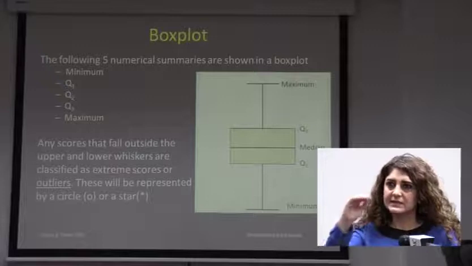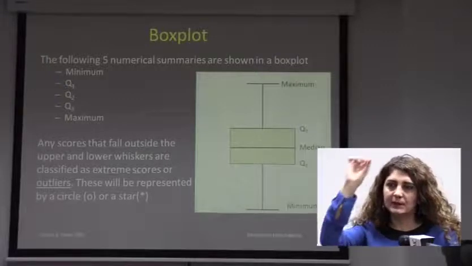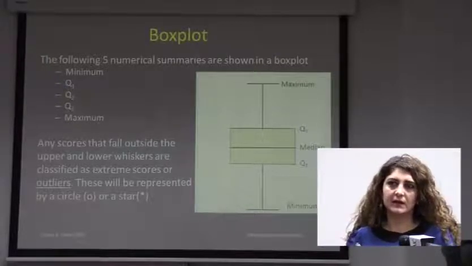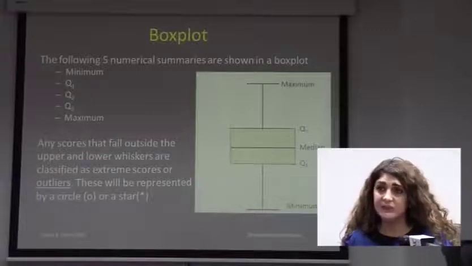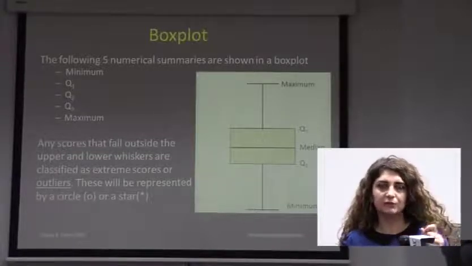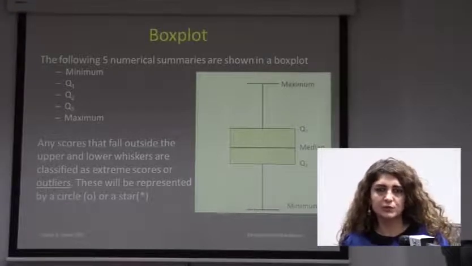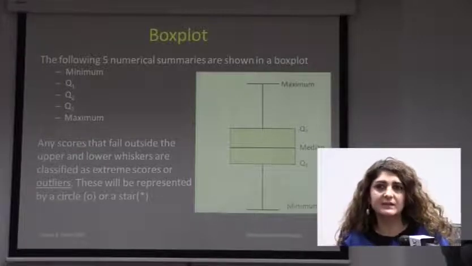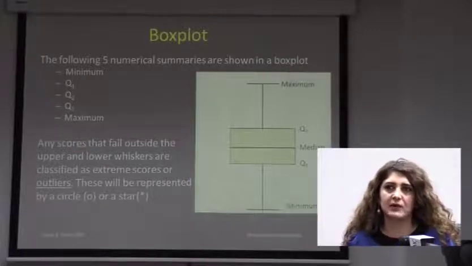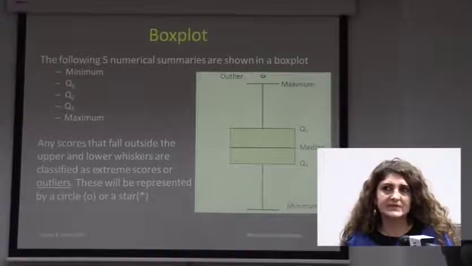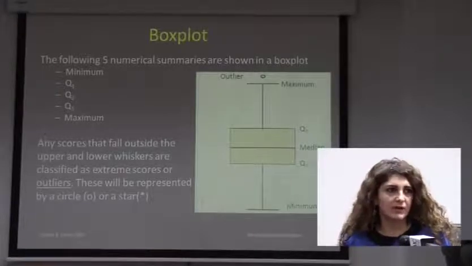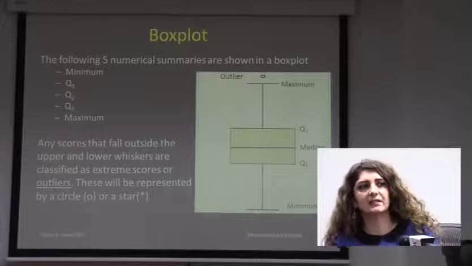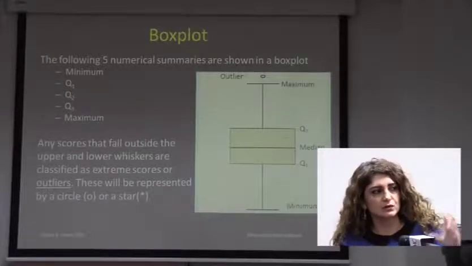If you see the line of the minimum and the line of the maximum, if any value falls outside these, any software that you use to draw a box plot will put a circle outside the box or a star, and this means that you have outliers in this situation. It will be represented by a circle or a star. The star is usually more extreme than the circle, so the circle will be closer to the box.